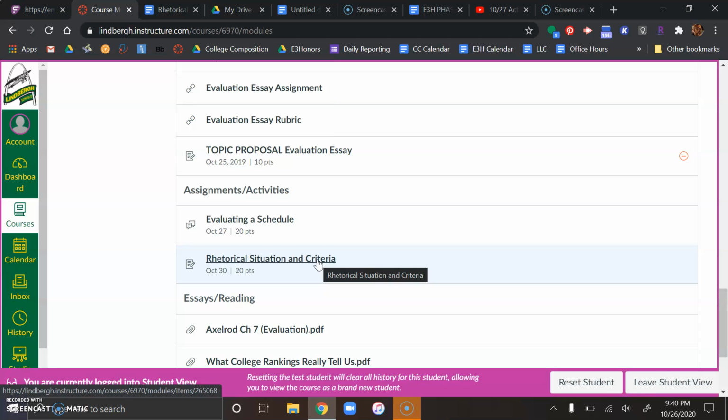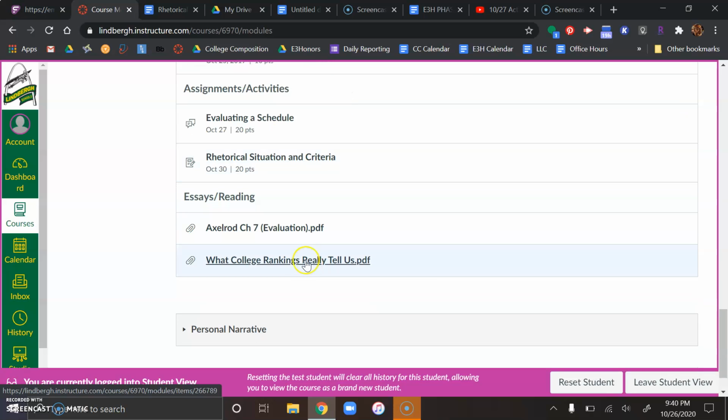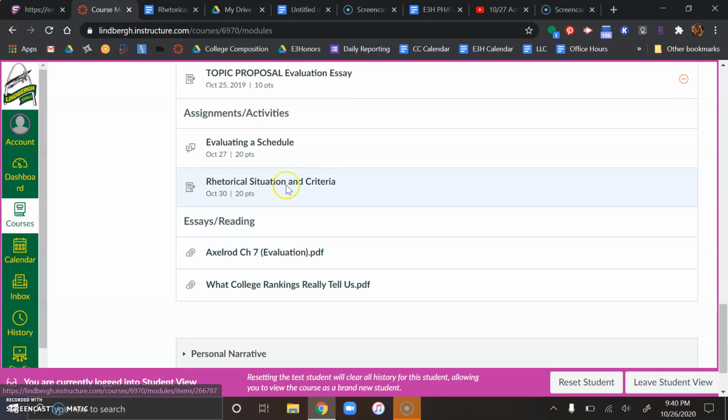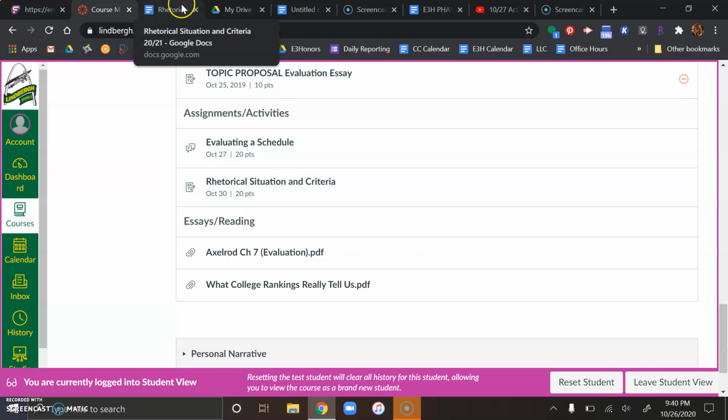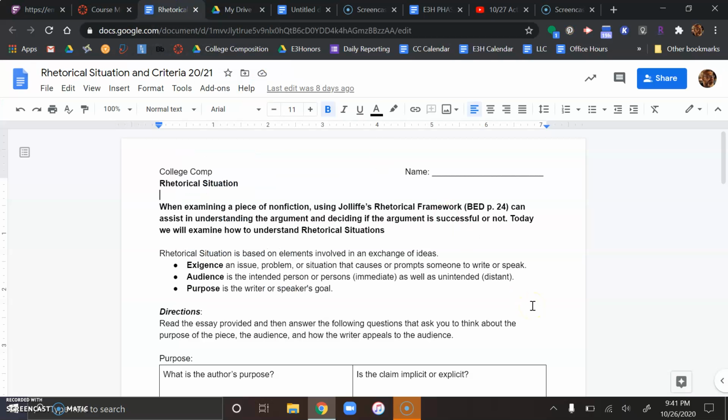For this essay, you should be doing this with the reading that was given to you yesterday, What College Rankings Really Tell Us. If you have not read that essay yet, this would be a wonderful opportunity for you to do that. So make sure that you read this essay before you do the next activity. And what you're going to do is examine a rhetorical situation.